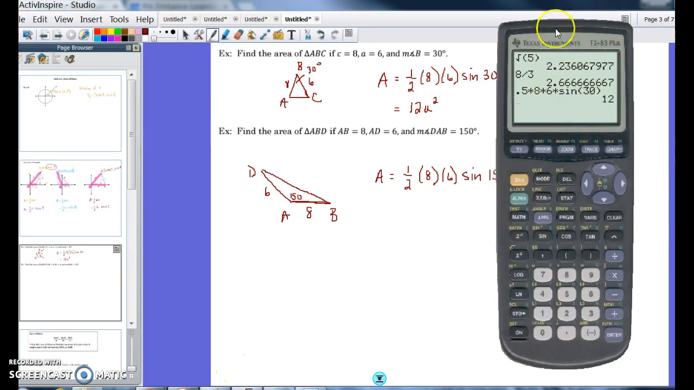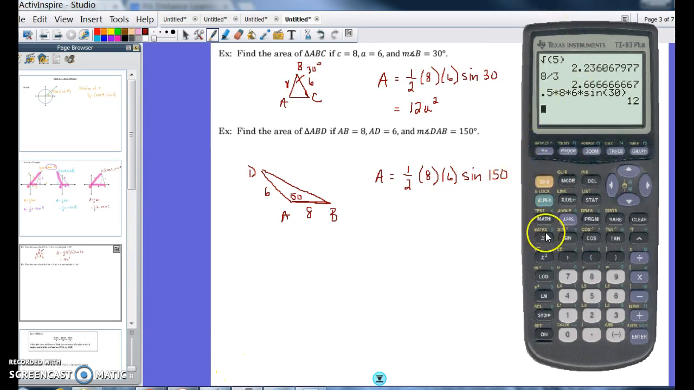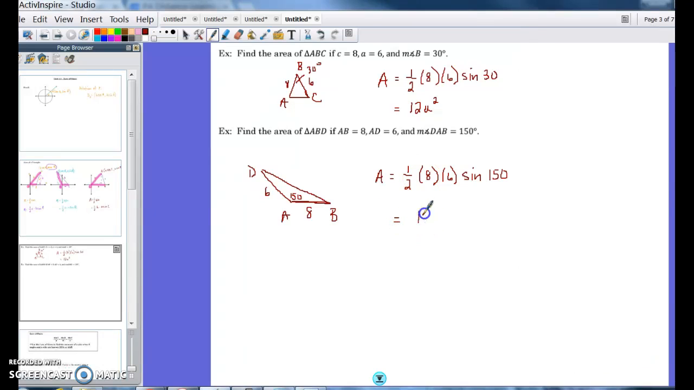However, the sine of 30 and the sine of 150 are the same thing, because those angles add up to 180, and sine is positive in the first and second quadrant. Sine of 30 is 1/2, and the sine of 150 is also going to be 1/2. Everything else here is the same, so this is also going to be 12 units squared. So you could have two very different looking triangles that actually have the same area.